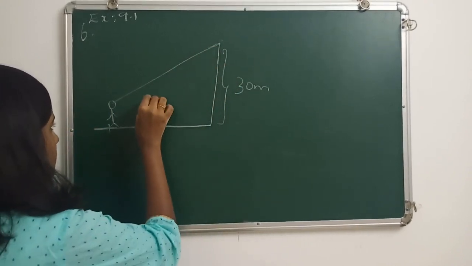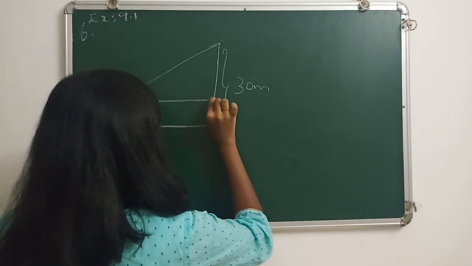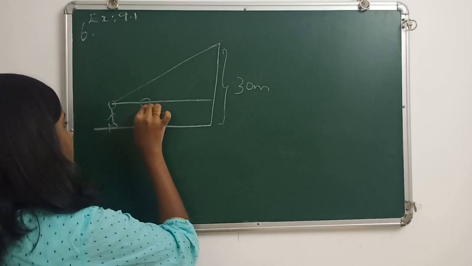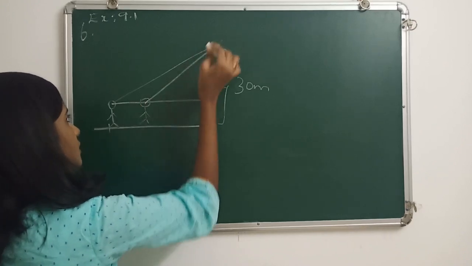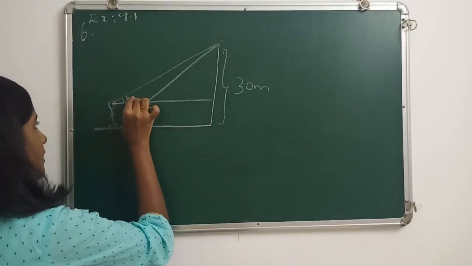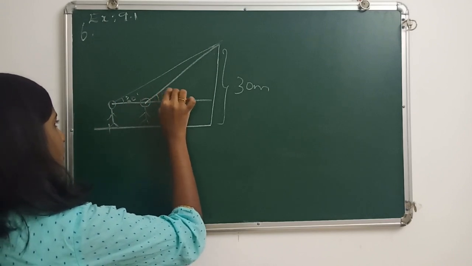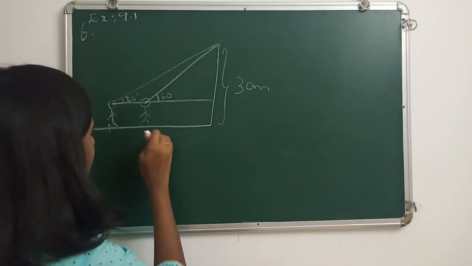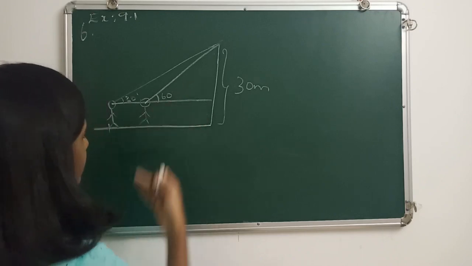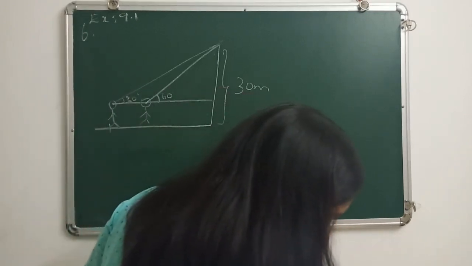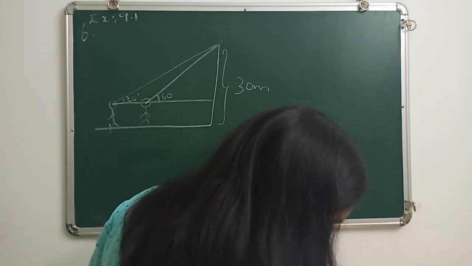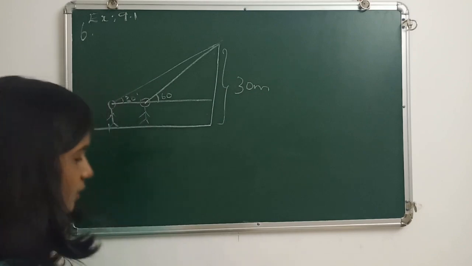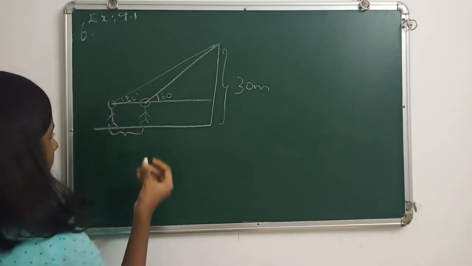And it is changed here. This is the horizontal line, and it is changed when he moves. The angle turns into 60 degree. So this is 30 degree. This is 60 degree. When he stood far, the angle was lesser, and when he came nearer, the angle got greater. Now find the distance he walked towards the building. We have to find this area.